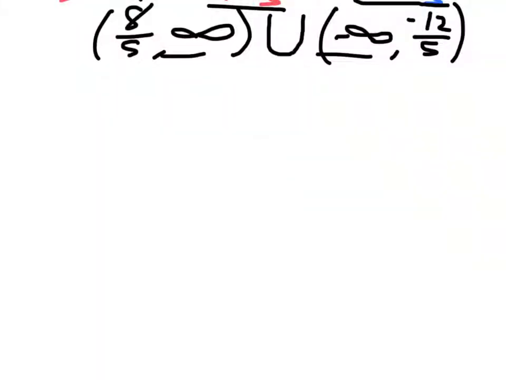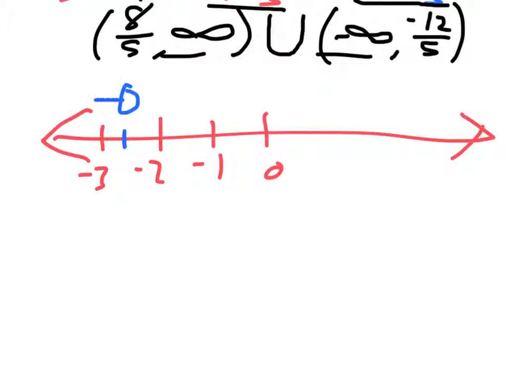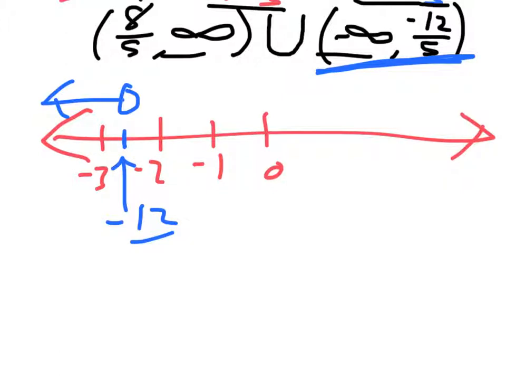Let's just quickly graph that solution. Here's a big number line. Here's 0, negative 1, negative 2, negative 3. Now, negative 12/5, that's somewhere right around here. So put an open dot and I'll point it this way, because this one says that x is less than negative 12/5. And we can put a little notation there to say that's exactly negative 12/5.